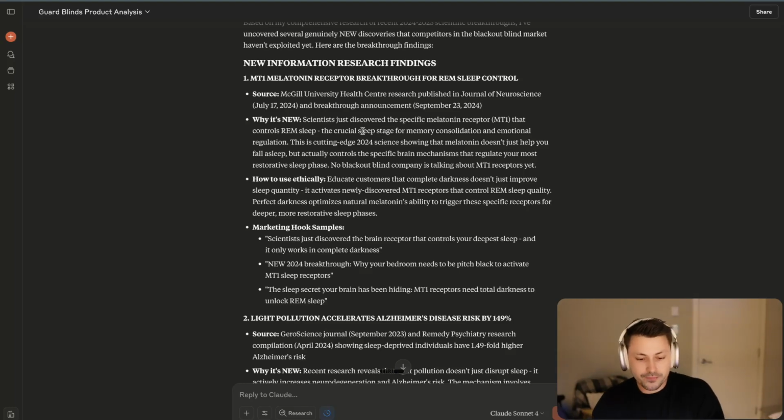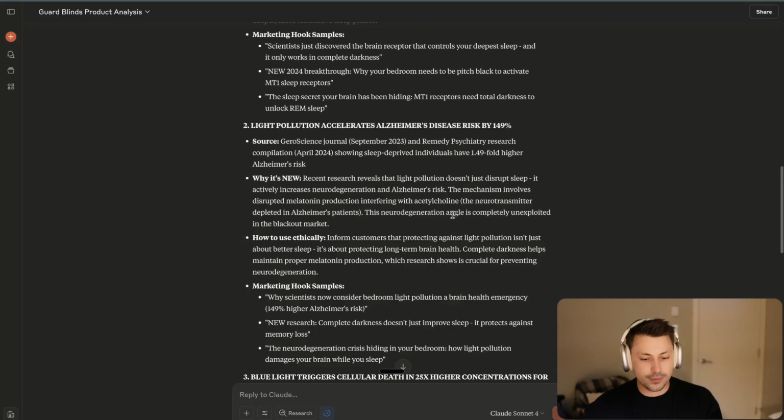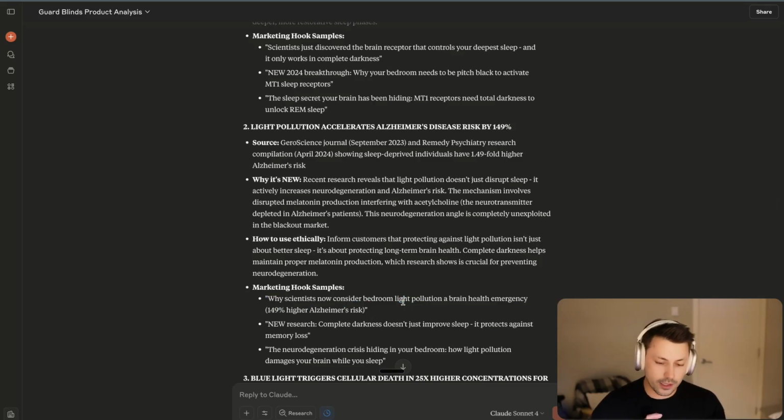And then from there, you can say, hey, this is what actually allows you to increase it: sleeping in total darkness. Okay. Now, I know you guys can see this one down here, which is like light pollution accelerates Alzheimer's disease risk by 149%. This is where you guys need to be careful. Okay. And I'm glad that this is showing here because this is an example of something that is very low valence, very high risk and very high intensity.